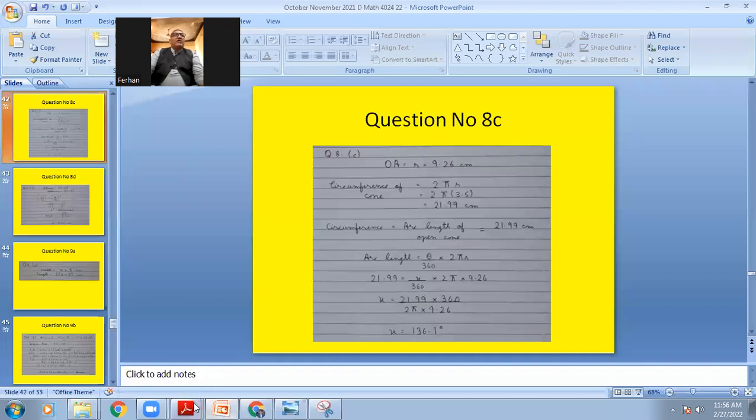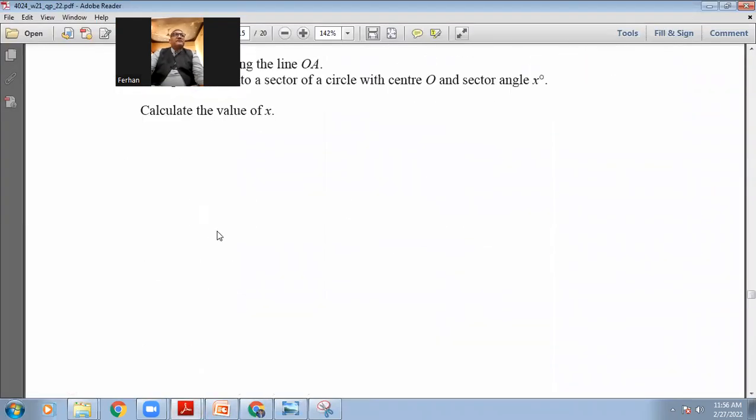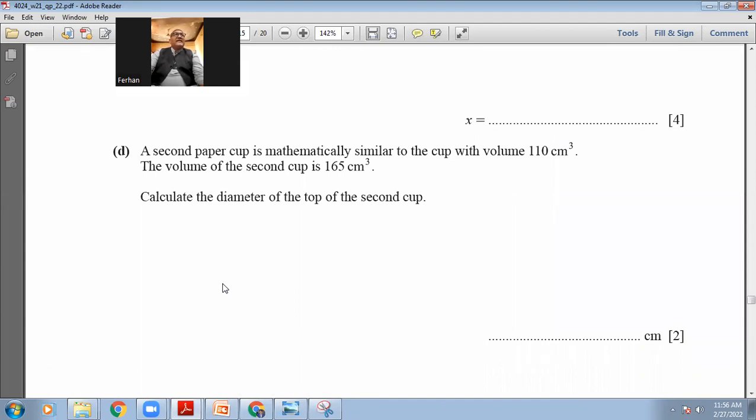Okay, so let's move to the next question. He says a second paper cone is mathematically similar to the cup with the volume 110 centimeter cube. The volume of the second cup is 165 centimeter cube. Calculate the diameter of the top of the second cup. Okay, so the volume of the first cup, whose diameter is 7, we know, and the volume of the second cup, we know. We want to find out the diameter of the second cup because both the cups are similar to each other.